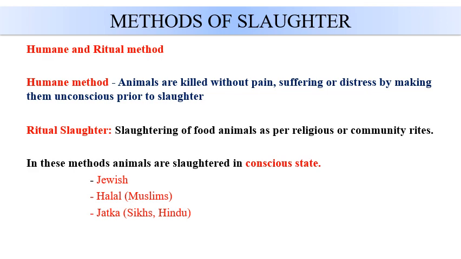In ritual slaughter, the animals are slaughtered in a conscious state. There are three important things which we are going to discuss: the practice of ritual slaughter as per the Jewish method, as per the halal Muslim practice, and Jhatka, mostly the Sikh and Hindu practice.